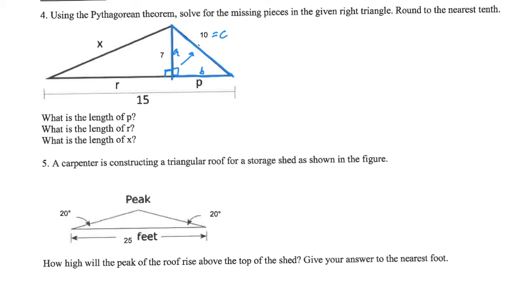Once you've got the p, then you can use the p to find the r, because 15 goes the whole way across there. So if you take off the p, you'd be left with the r. So once you find the p, take 15 minus p, and that will give you the r. And then once you know the r, use the triangle on the left, same thing, Pythagorean theorem, a squared plus b squared equals c squared. Okay, so first find the p, use the p to find the r, then use the r to find the x.